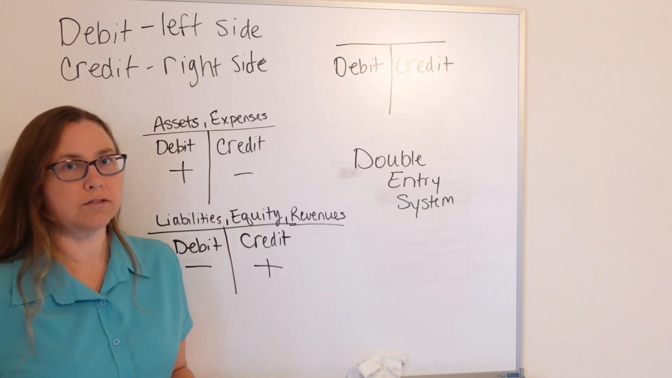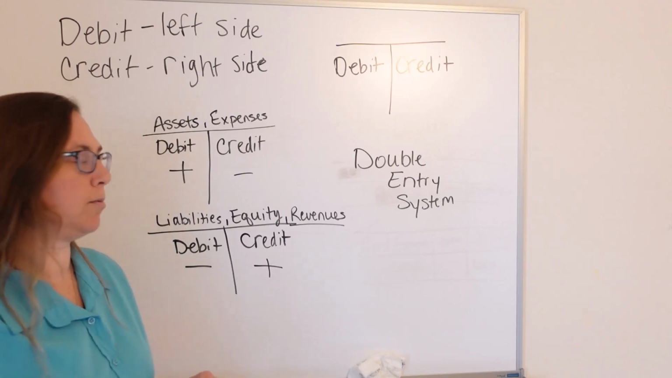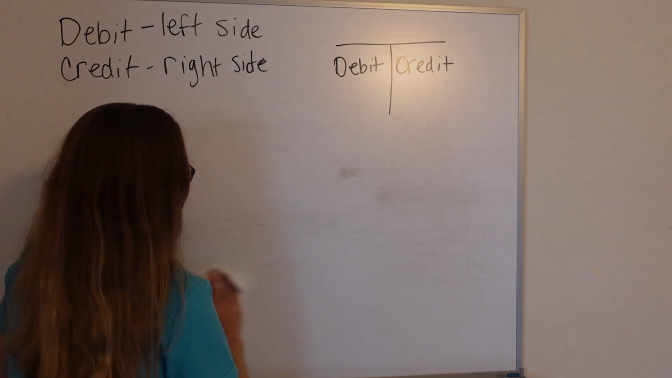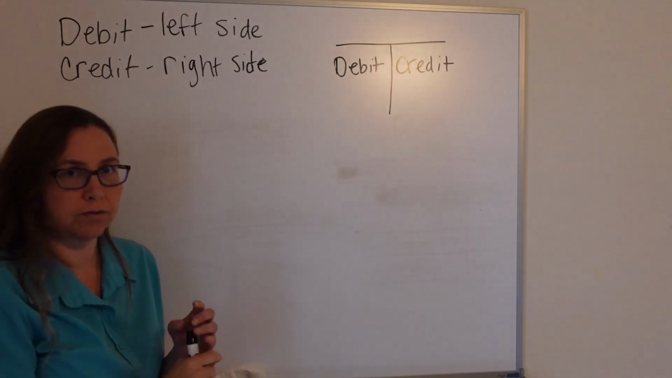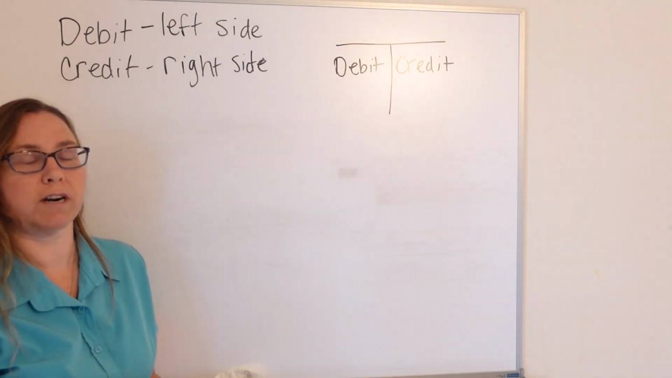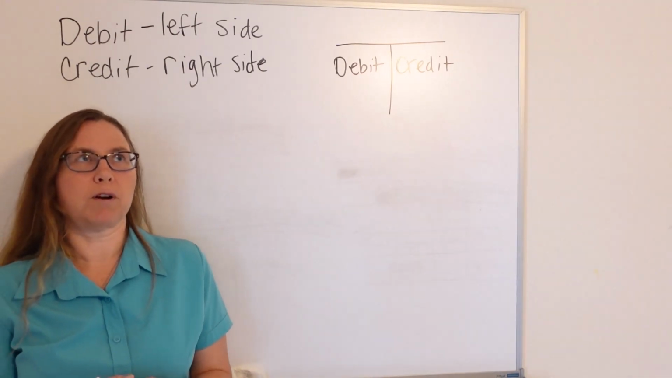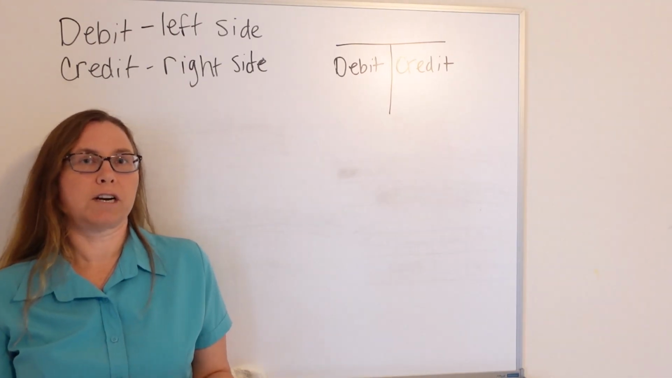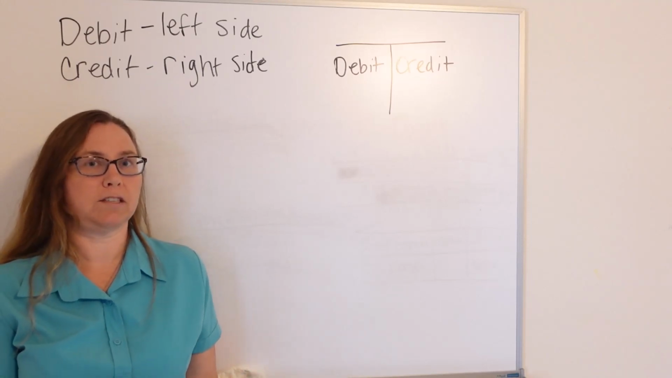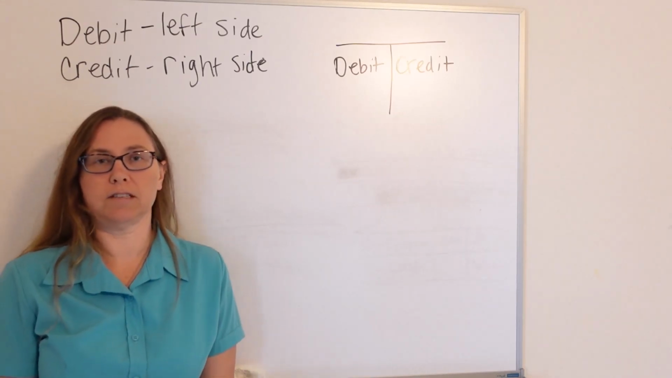So let me just go through some examples to help you understand these concepts a little bit better. And I'm going to use the old school T accounts, but if you were using this in an accounting system like a software, you're not going to see T accounts. And that is something I want to point out. When you're using a software to do your accounting, it's doing these debits and credits behind the scenes. You just don't see it unless you're actually doing a journal entry and debiting and crediting something.